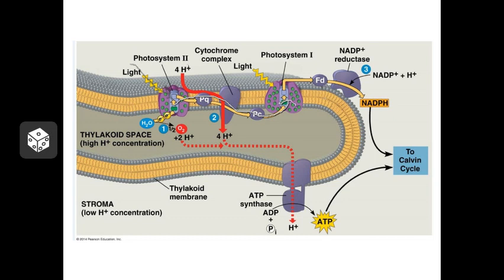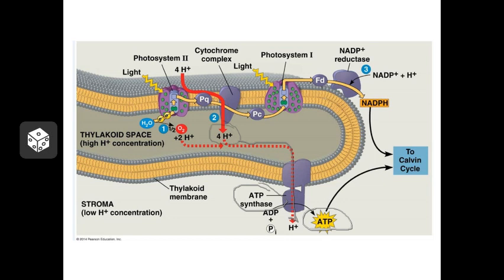This in turn is going to give that electron transport chain the energy it needs to pump hydrogen into the thylakoid space, creating a hydrogen gradient. That hydrogen gradient will then be used along with ATP synthase to make ATP.